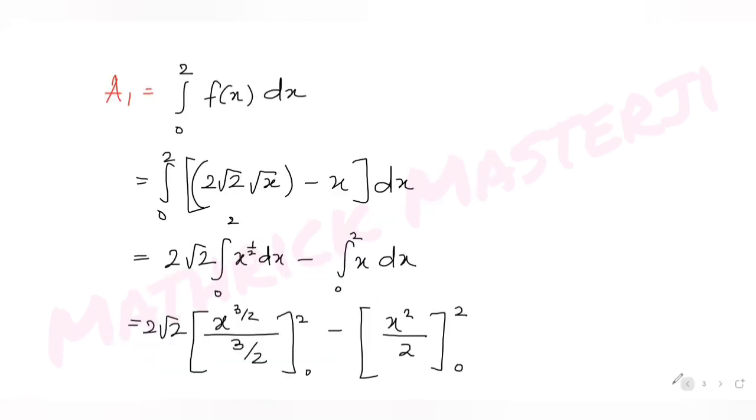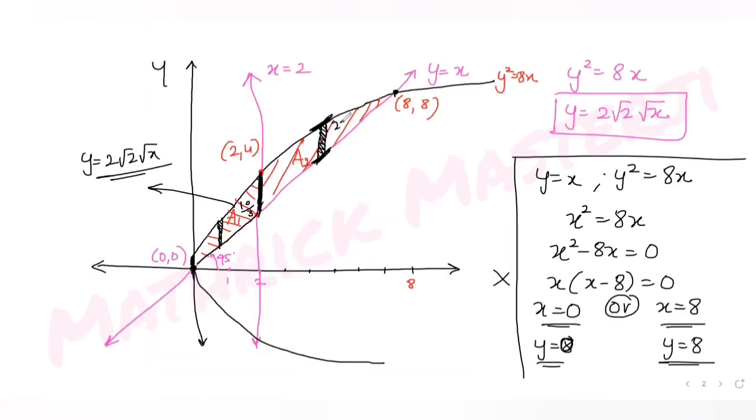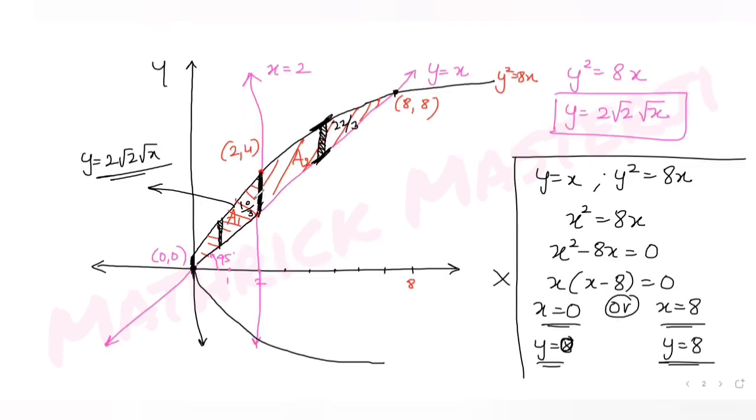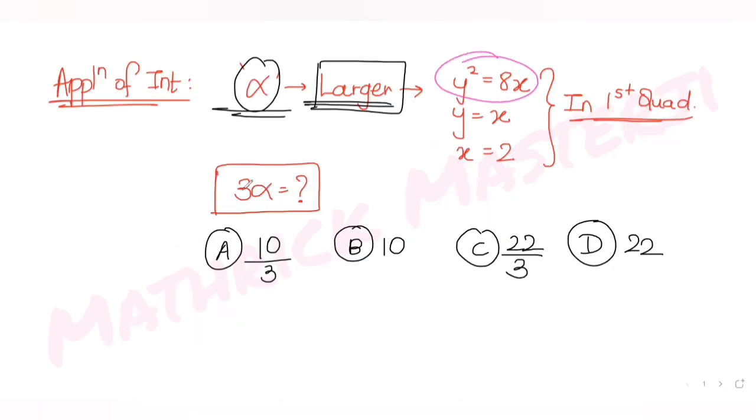So I got the area of the second region also, and that comes out to become 22 over 3. So first region I got the area 10 over 3, second region I got the area 22 over 3. And if I see the question tells me alpha is the area of larger region between the three curves. So I find that 10 over 3 and 22 over 3, if I compare it, I get the understanding 22 over 3 is greater than 10 over 3. So I get the value of alpha has to be 22 over 3.